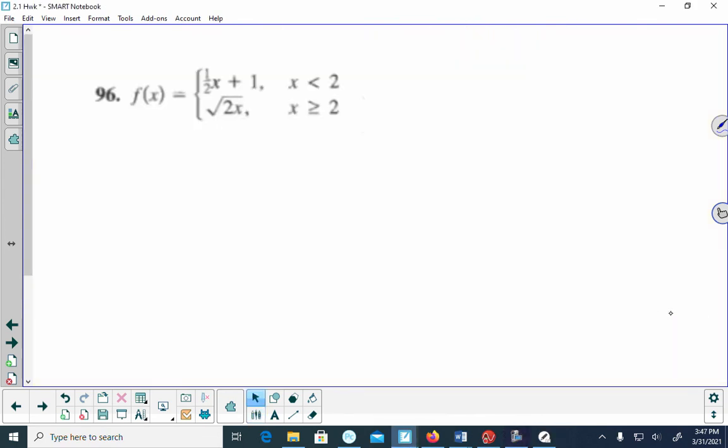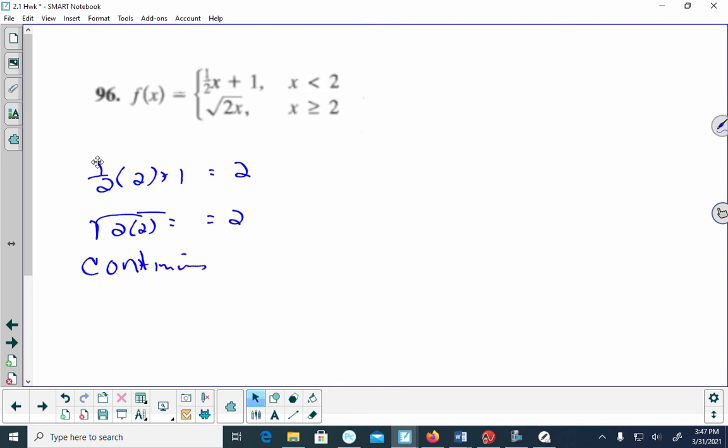I said 95, I'm in 96. First thing I'm going to do is check for continuity. I'm going to do 1/2 times 2 plus 1. So there'll be 1 plus 1, and that's 2. The square root of 2 times 2, square root of 4, which is also 2. So it is continuous. And I have to do that work anyhow, so it's not extra work, because you're going to have to find out what f of c is in both cases.